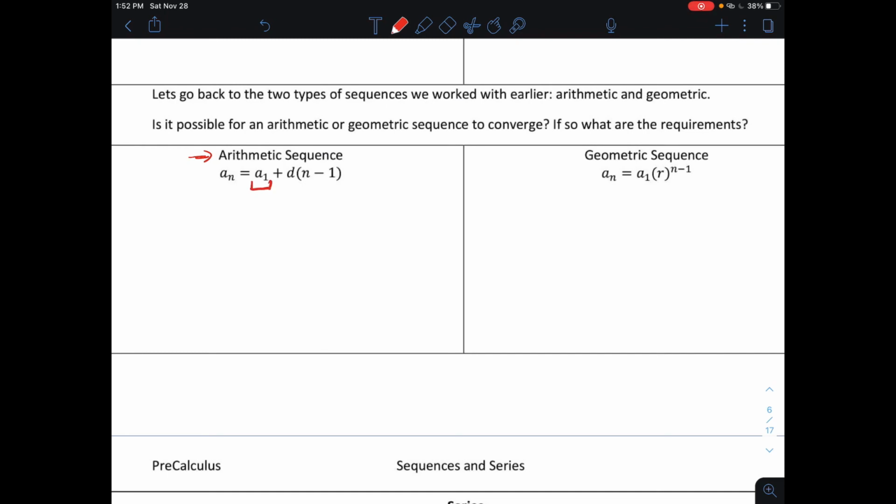The only way that's possible is if I head towards that value, whatever a1 is, meaning that d would have to be equal to 0. So I can have a convergent arithmetic sequence technically, as long as d is equal to 0. And you think about why it'll converge: you'll have a horizontal line and all of the terms will have the same value. So technically, as n increases, it converges because it stays at that same number.